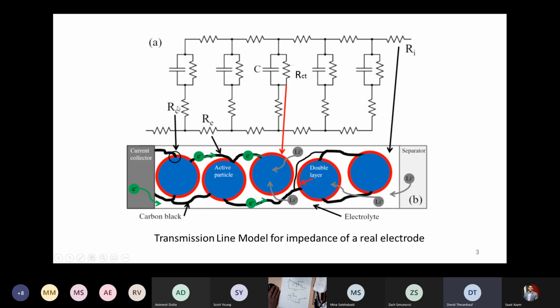Yeah. Oh, I forgot to tell you what this vertical resistor is. This represents a contact resistance between the carbon black and the particle surface. It may or may not exist, and it may also have a capacitor in parallel with it, it turns out. Okay, any other questions about this thing?